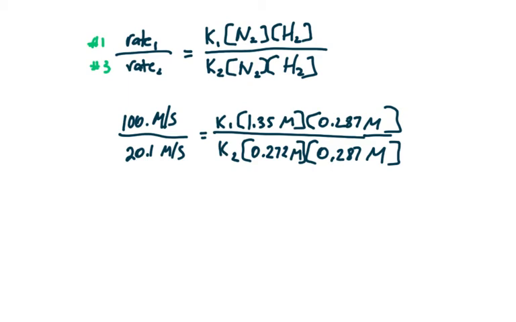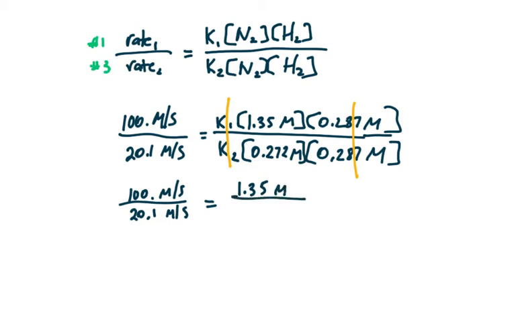Now, K, we're going to cancel out. Okay, it's a constant. It's going to be the same. K is the same as long as the temperature doesn't change. This is also the same, so let's cancel that out. So to simplify this, we get 100 divided by 20.1 is equal to 1.35 divided by 0.272.